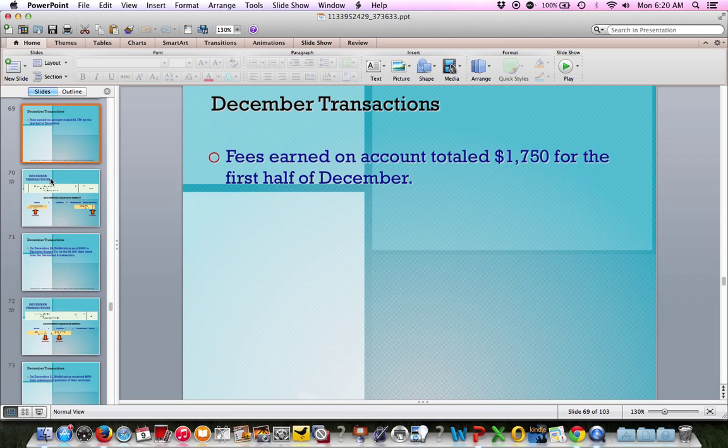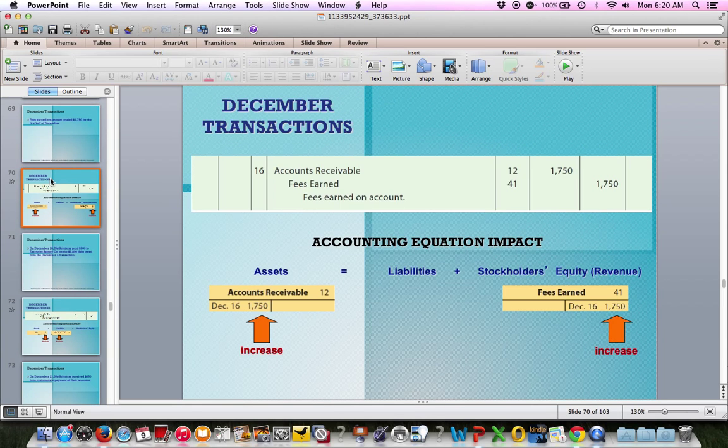You can see that fees earned on account totaled $1,750 for the first half of December. So what happened is we did some work for some clients who agreed to pay us later. As long as that's the agreement, we do the work, bill the customer, and then give them a time frame to pay us back. And so again, on account means I'm not getting paid now, I'm going to get paid in the future. And so I have an account receivable, which is an asset, which basically says somebody owes me $1,750. And I still credit the fees earned account.